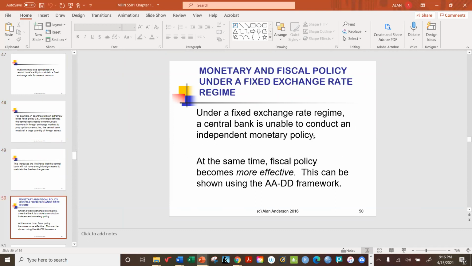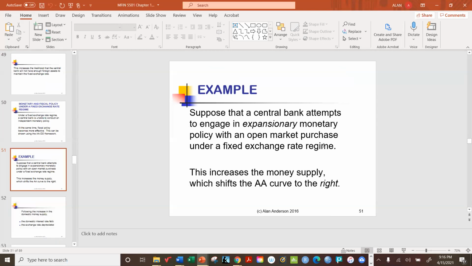So why don't we look at this AA-DD framework under the assumption of fixed exchange rates. Now, with flexible exchange rates, both monetary and fiscal policy can stimulate the economy. But it turns out that with fixed exchange rates, central banks cannot conduct an independent monetary policy, although at the same time, it turns out that fiscal policy becomes more effective. So you'll see why in a second.